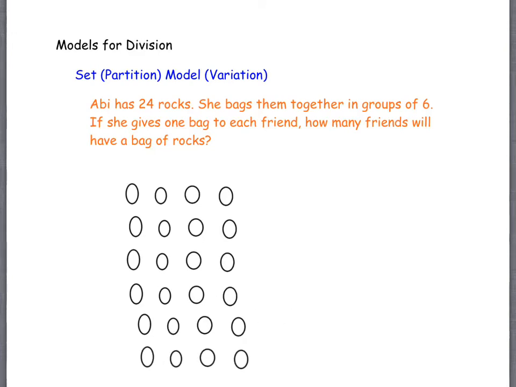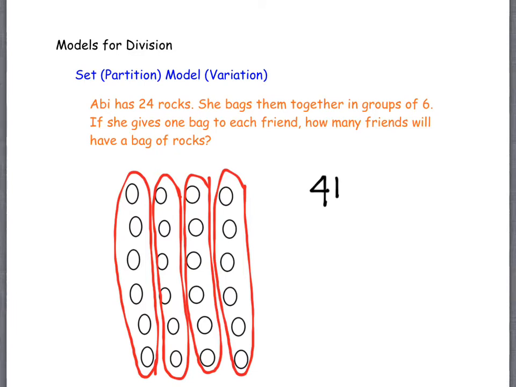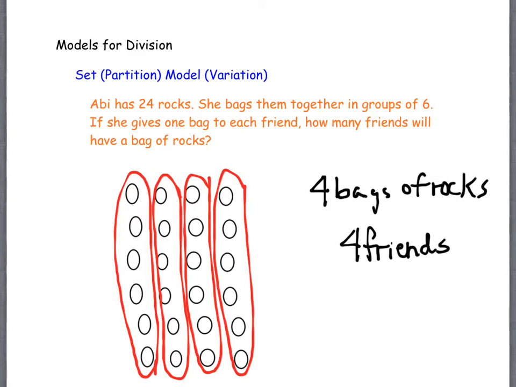Okay, so in this model, what I'm actually doing is I'm bagging the rocks up into groups of a certain size. So there are 6 rocks in each group. So I group them together, 6 in a bag. And in the end, I get how many bags of rocks? 4 bags of rocks. So how many friends get rocks? 4 friends get a bag.